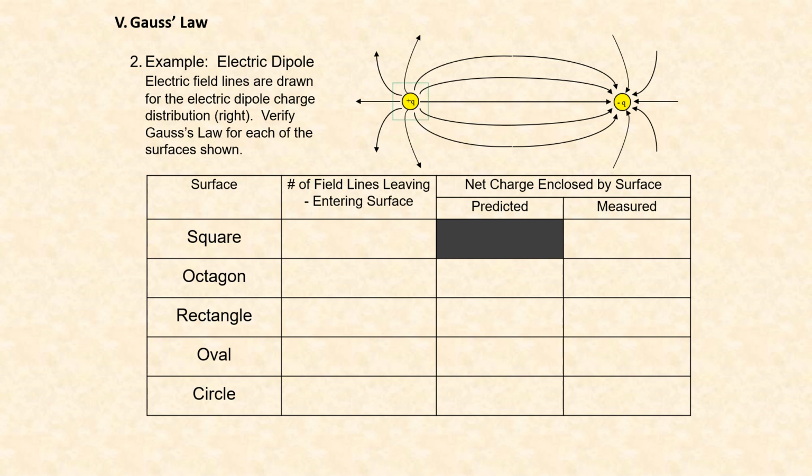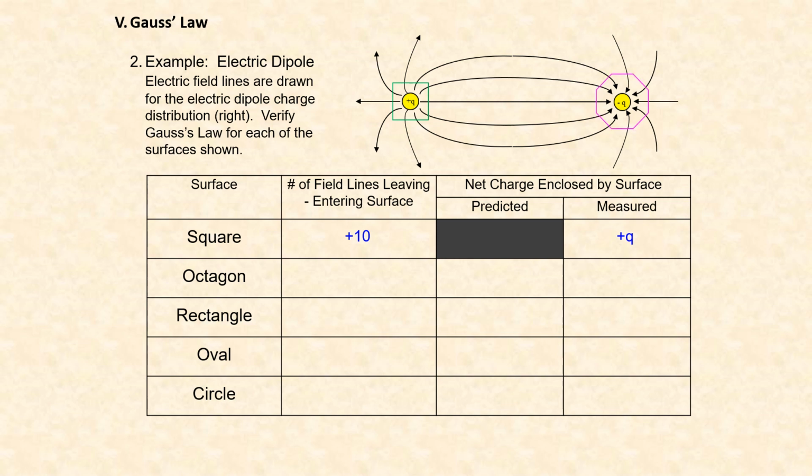So let's start by taking a look at this green square. That will be our first surface that we consider. When we calculate the net flux through that surface, we need to take a look at the number of field lines that leave the surface, and then subtract the number of field lines that enter the surface to get the net flux. When you look at this, we see that 10 field lines leave the square, no field lines enter it. That would give us a net flux of positive 10. When we actually measure the charge enclosed by the surface, we see that the charge enclosed is plus Q.